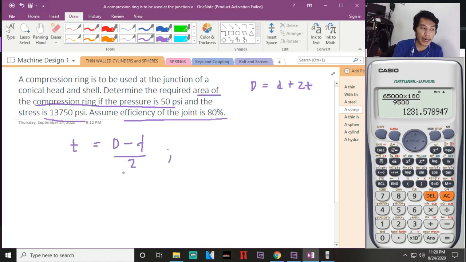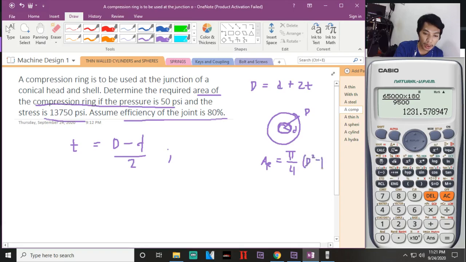Now, ano ba yung area na hinahanap niya? Required area of compression ring. Yung compression ring mo, ayan yun. Parang washer. Okay. Meron kang outside diameter mula gitna. Meron kang inside diameter. D, ito yung d na maliit. Okay, the area of your compression ring is equal to pi over 4 D squared minus d squared. Yan yung ating area. Kaya lang saan natin makukuha ito si D? Itong d na maliit. Saka yung D na malaki. Okay? Wala ka dyan binigay.